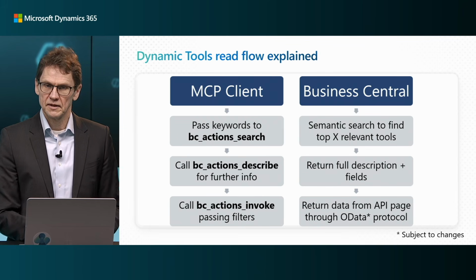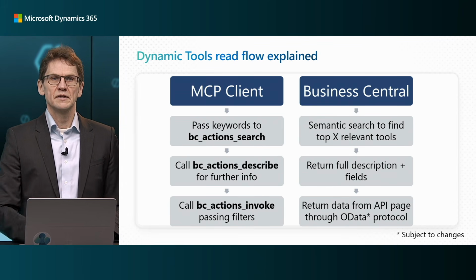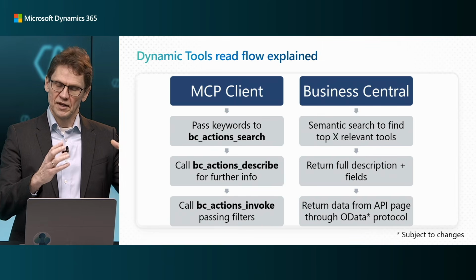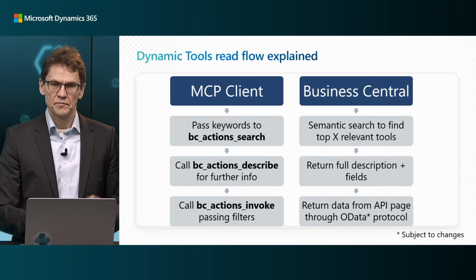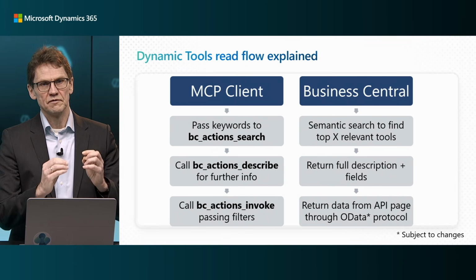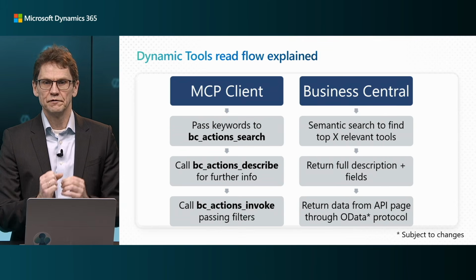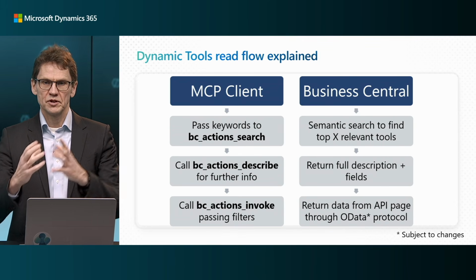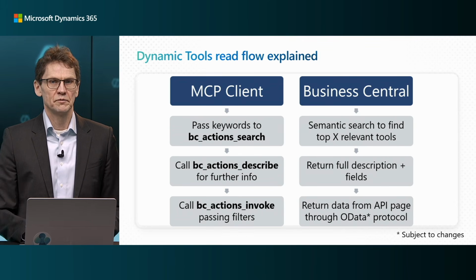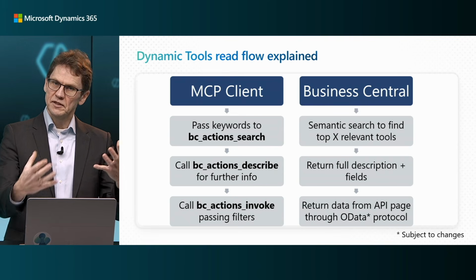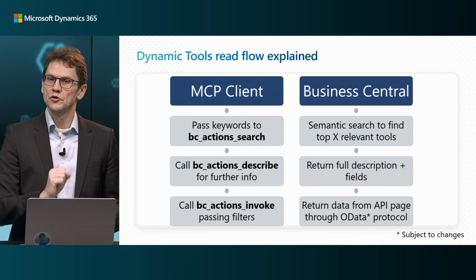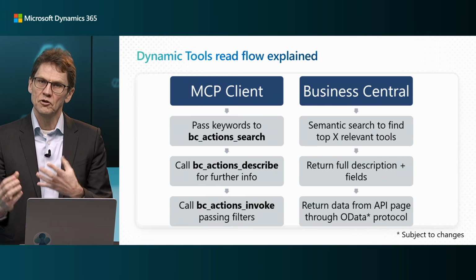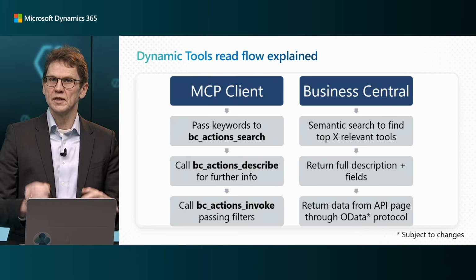Based on this information, the MCP client, or actually the large language model, calls BC Actions invoke, passing in any filters, and then Business Central will return data from the API page. It's basically just communicating back and forth using the OData protocol, because in the tool's description, the LLM was instructed to use an OData syntax to filter and find records.